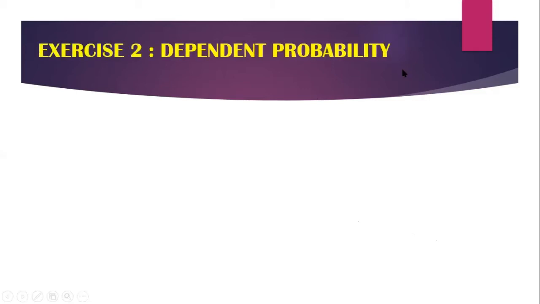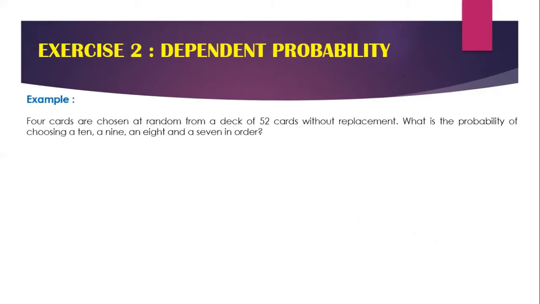Exercise 2, dependent probability. 4 cards are chosen at random from a deck of 52 cards without replacement. What is the probability of choosing a 10, a 9, an 8, and a 7 in order? Okay, so this question is very easy, right?